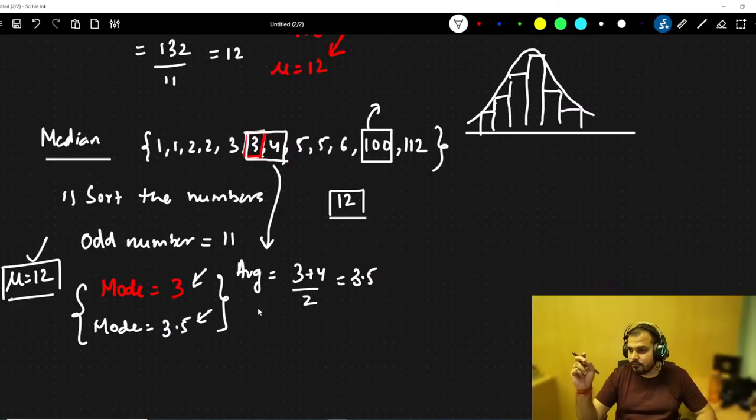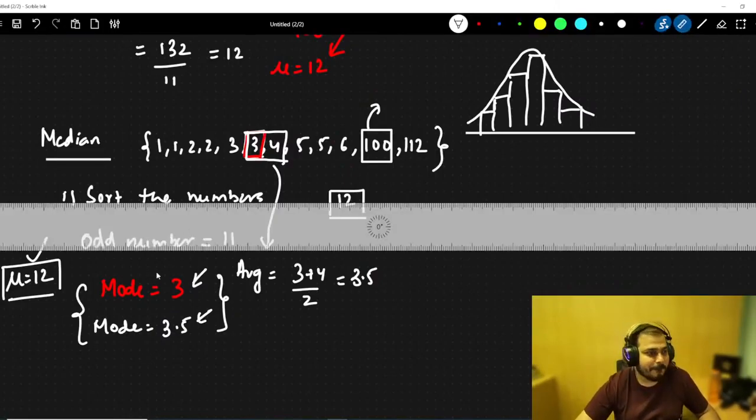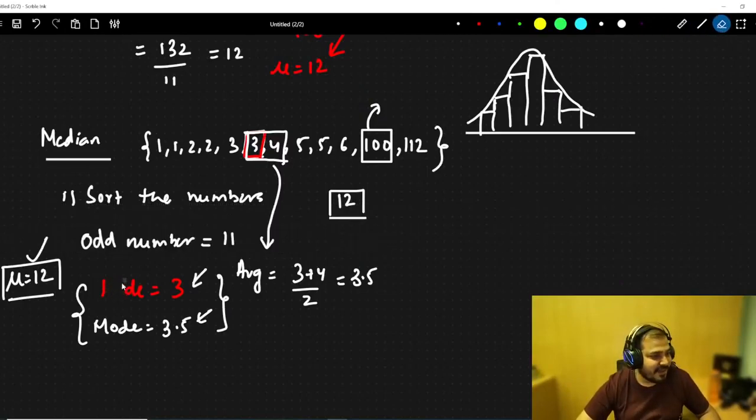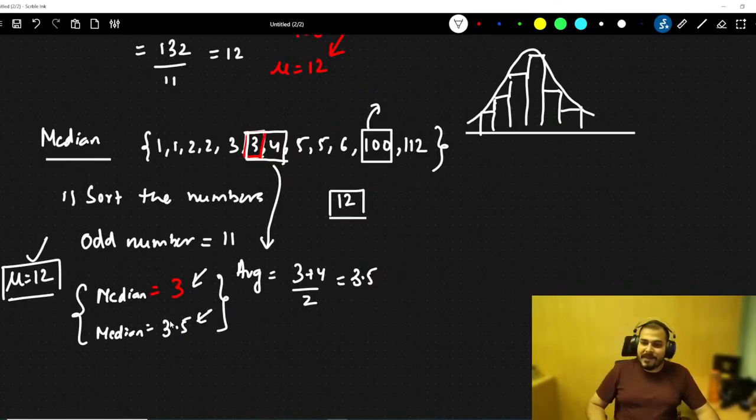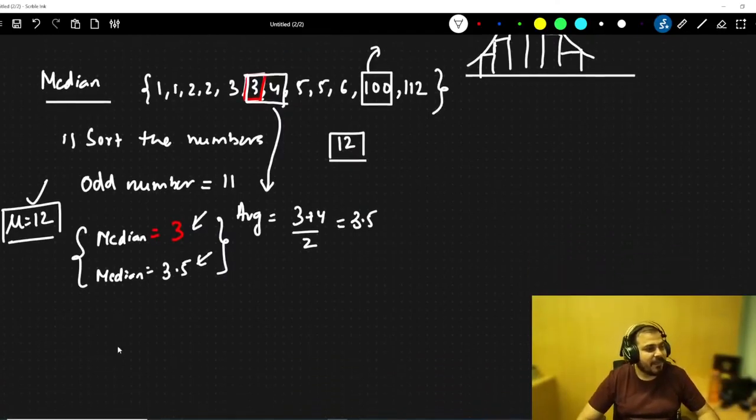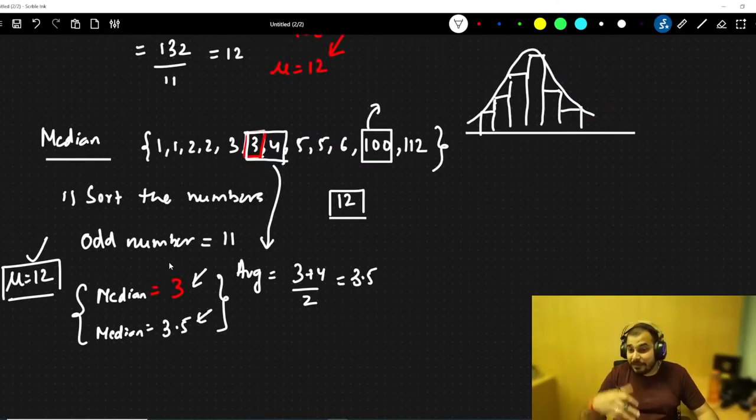Did I say mode? Oh, sorry. It is median. Oh, today I am a little bit disturbed, I guess. Okay, my mistake, guys. Okay, median. Sorry, don't kill me now. By mistake I wrote mode. It should be median.